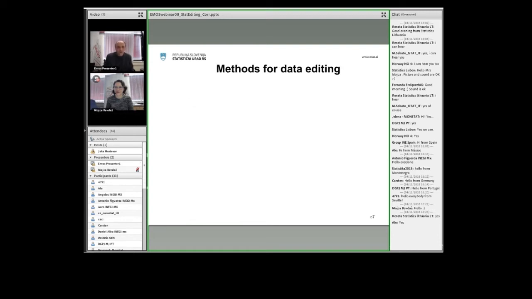Okay, now let's go to the methods for data editing. There are several groups. I will just make one grouping of methods for data editing, and this is the division between microediting and macroediting. Microediting means that you are looking at each record individually and trying to find inconsistencies and errors in each individual record. And then, of course, you correct these errors if needed.